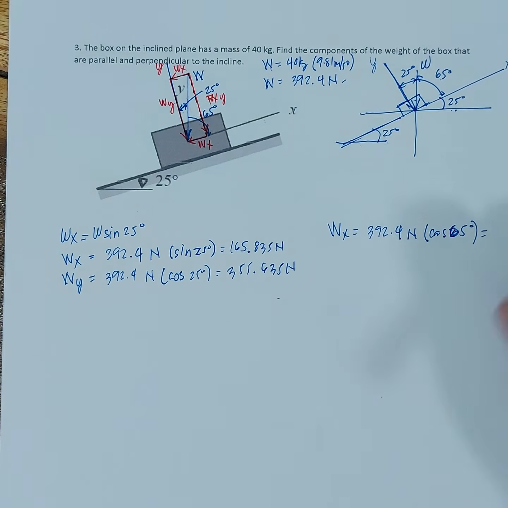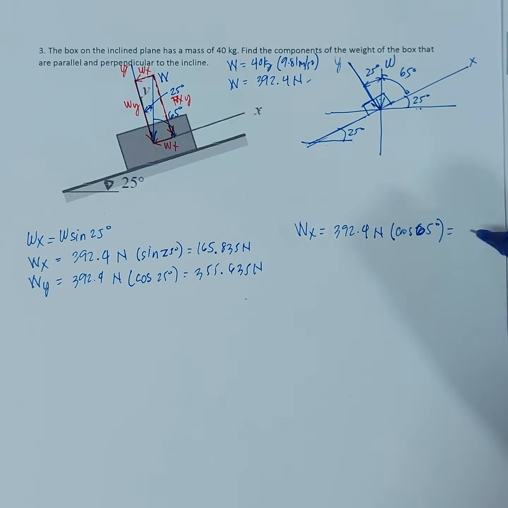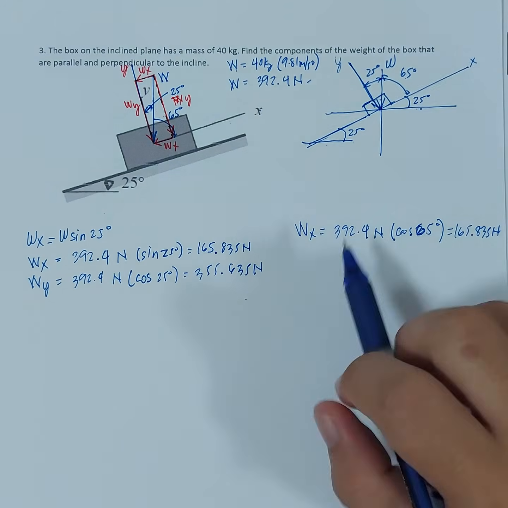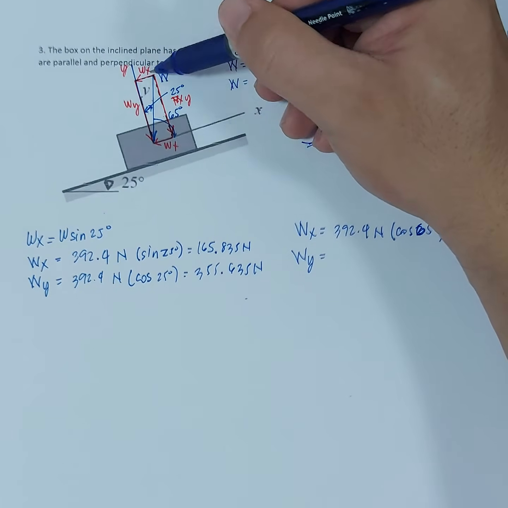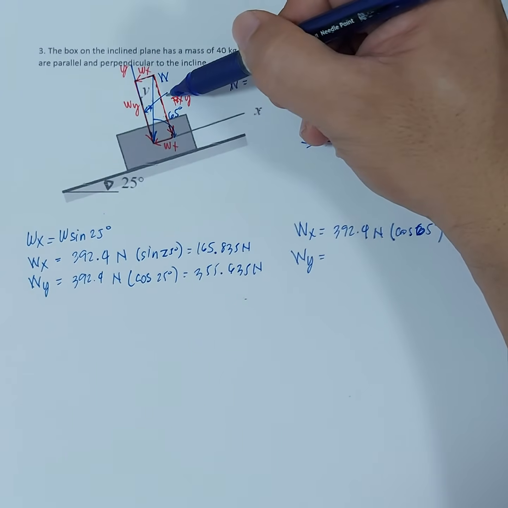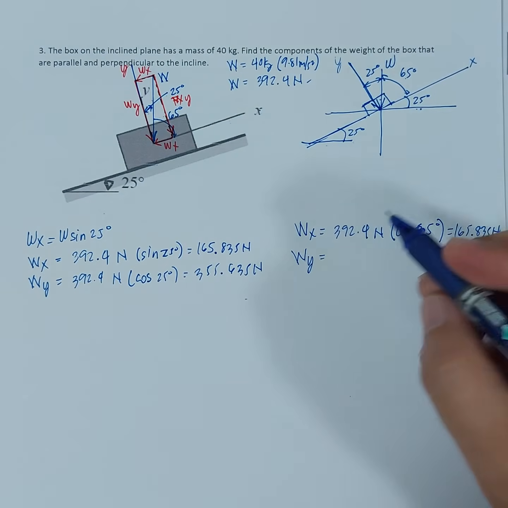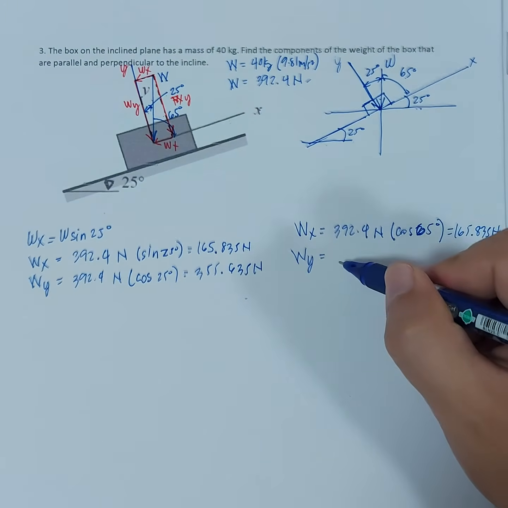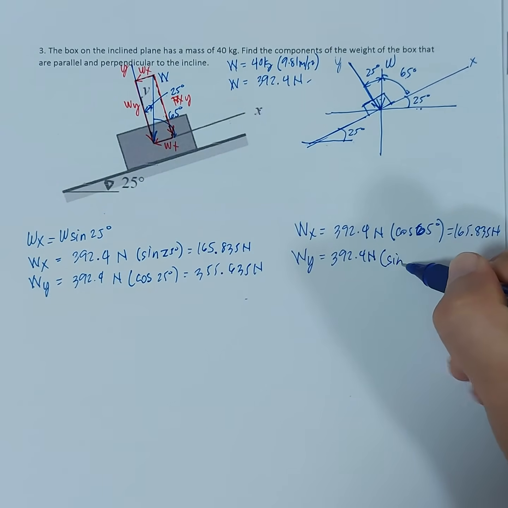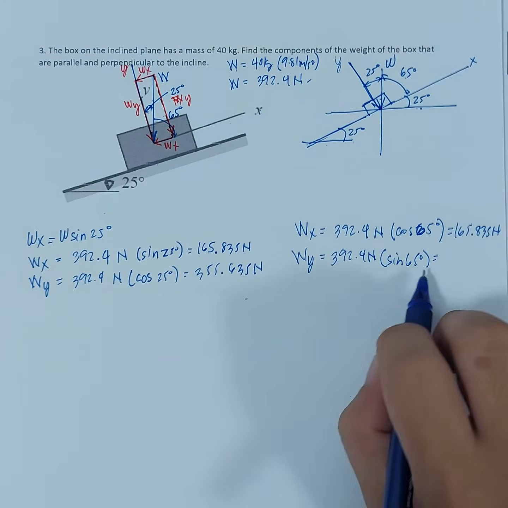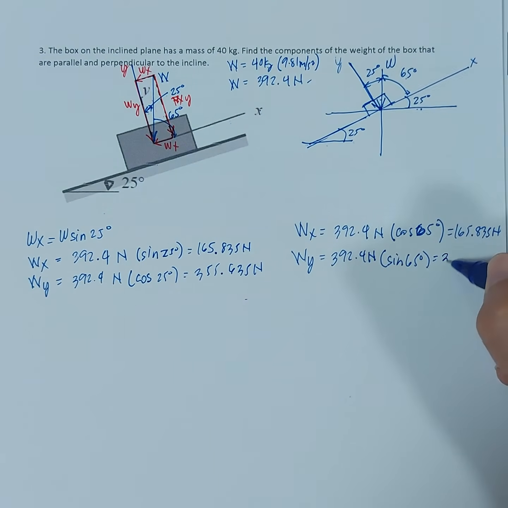That should be, wait, hindi kita. Ayan. 165.835 newtons. Okay? And then the y component of the weight, ito yung y component natin, which is opposite of the given angle, which is 65 degrees. So pag opposite, we're going to use sine. So 392.4 newtons times sine of 65 degrees. That should be equal din siya dito dapat. 355.635 newtons. Okay, so that's it.